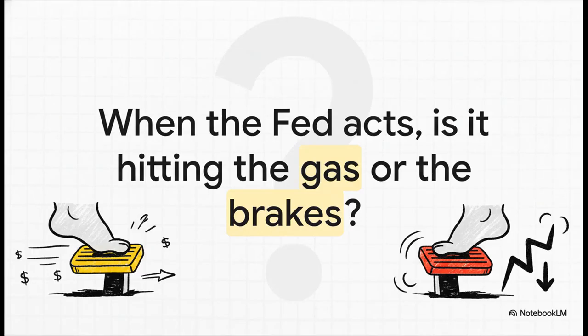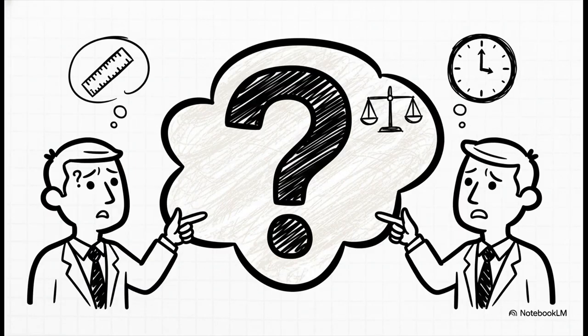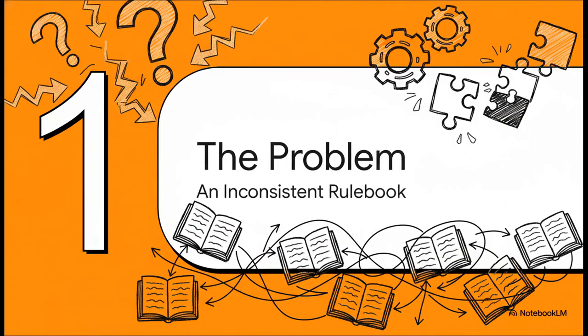Okay, so let's boil it all down to this one simple question. When the Federal Reserve makes a move, what are they doing? Are they hitting the gas to get the economy moving faster, or are they slamming on the brakes to cool things down? You'd think that would be a pretty easy question to answer. But here is the really surprising part. For decades, top economists were all over the place. And get this, they weren't arguing about the effects of a Fed decision. They were stuck on the most basic question of all. How do we even measure what the Fed just did? And that confusion, well, it leads us right to the heart of the problem this paper wanted to solve.